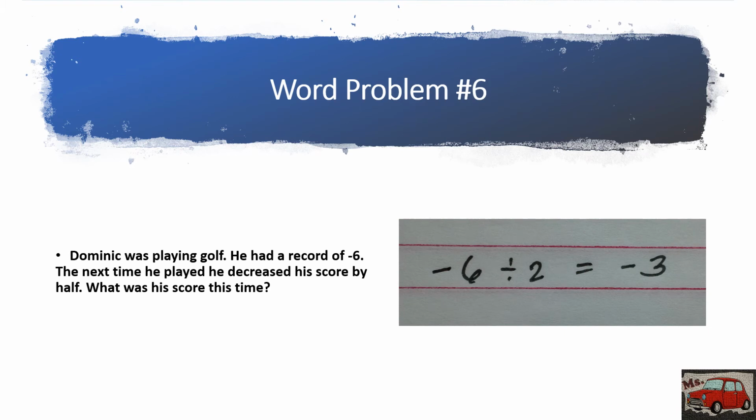Dominic was playing golf. He had a record of negative 6. The next time he played, he decreased his score by half. What was his score this time?